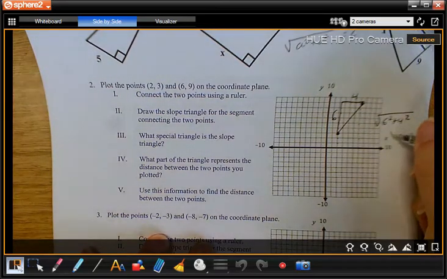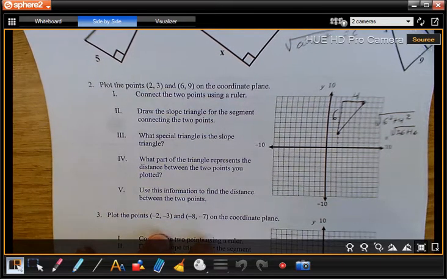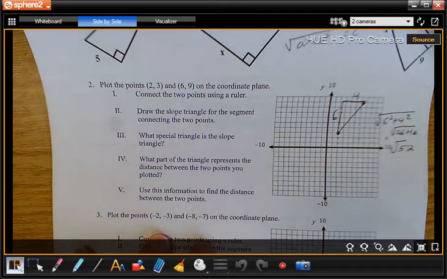You can do it in pieces like this. 6 times 6 is 36. 4 times 4 is 16. Then we can add 36 and 16 together. That equals the square root of 52. And then the square root of 52 is approximately 7.2. Okay, so this is one way to do it. This is the graphic way.